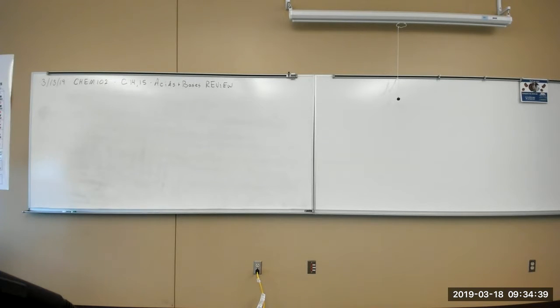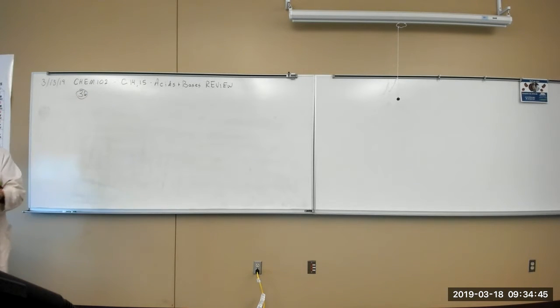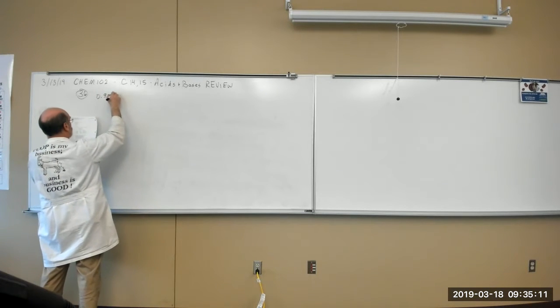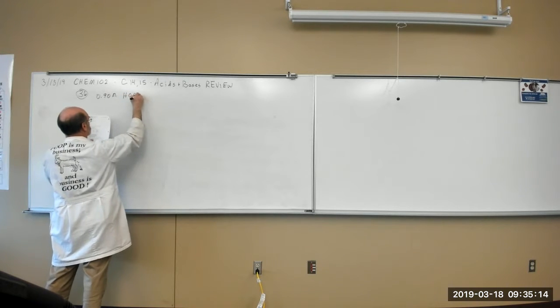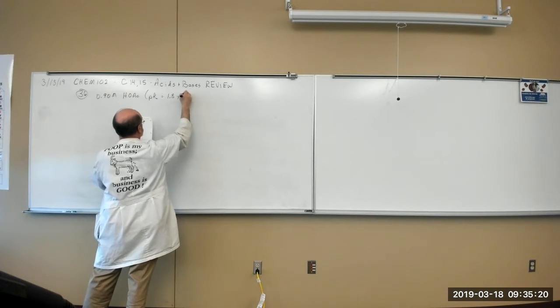This is a two-step problem. Because the question is, how much water should you add to 10 milliliters of 11.1 molar hydrochloric acid so that it has the same pH as 0.9 molar acetic acid? So if it's got to have the same pH as that acetic acid, you got to find out what the pH of acetic acid is first. Right? So if we've got 0.9 molar acetic acid, and the Ka is again 1.8 times 10 minus 5.